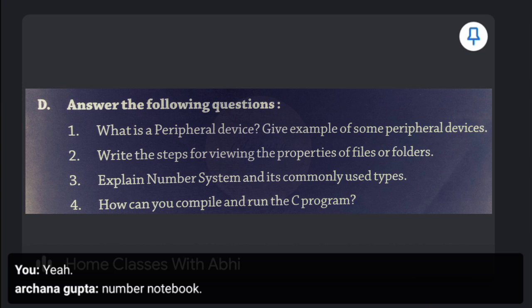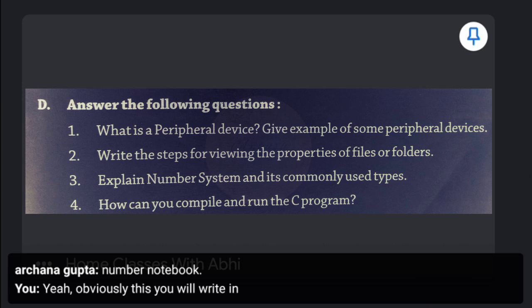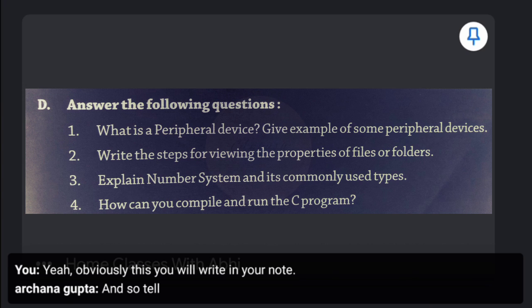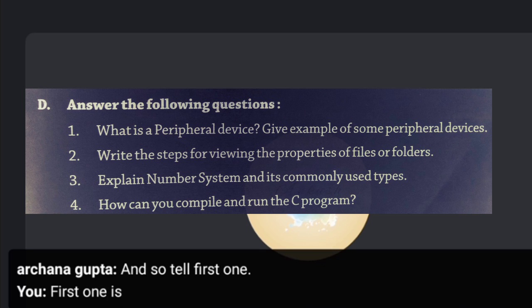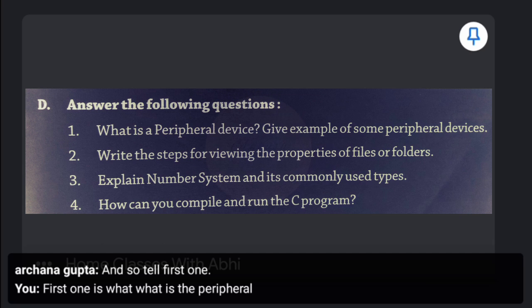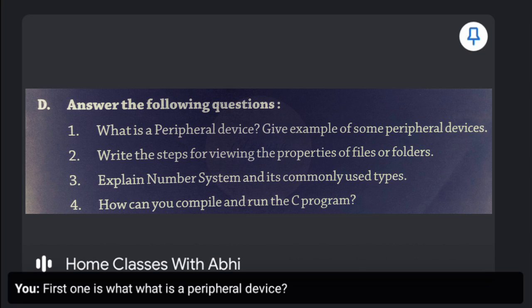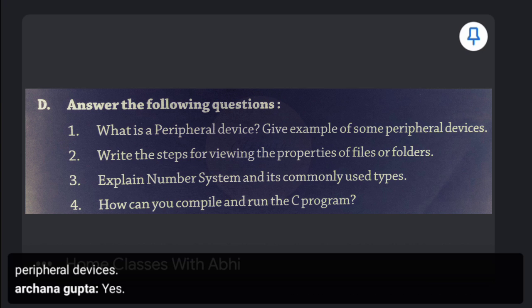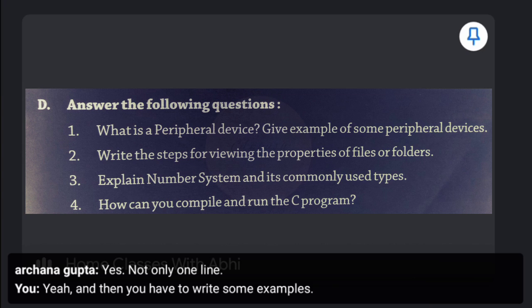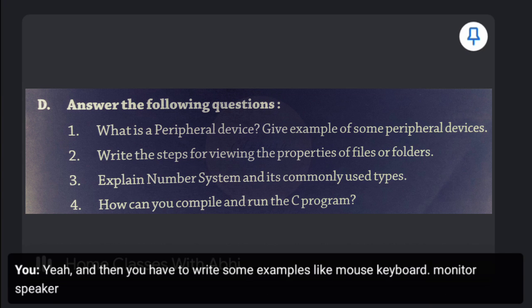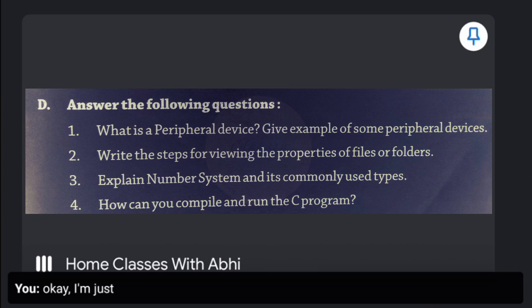Obviously, you will write this in your note. First one is what? What is a peripheral device? Input and output devices are called peripheral devices. And then you have to write some examples like mouse, keyboard, monitor, speaker. These are the examples of peripherals. It's done. Okay.